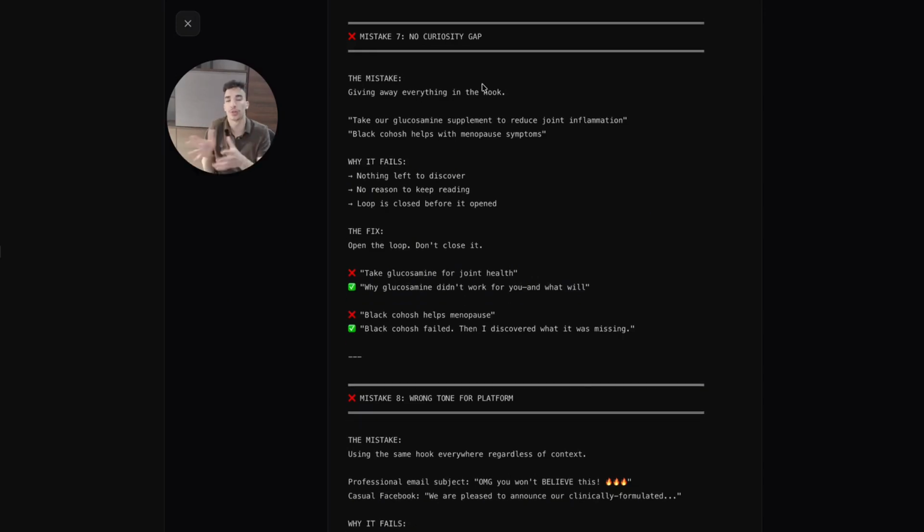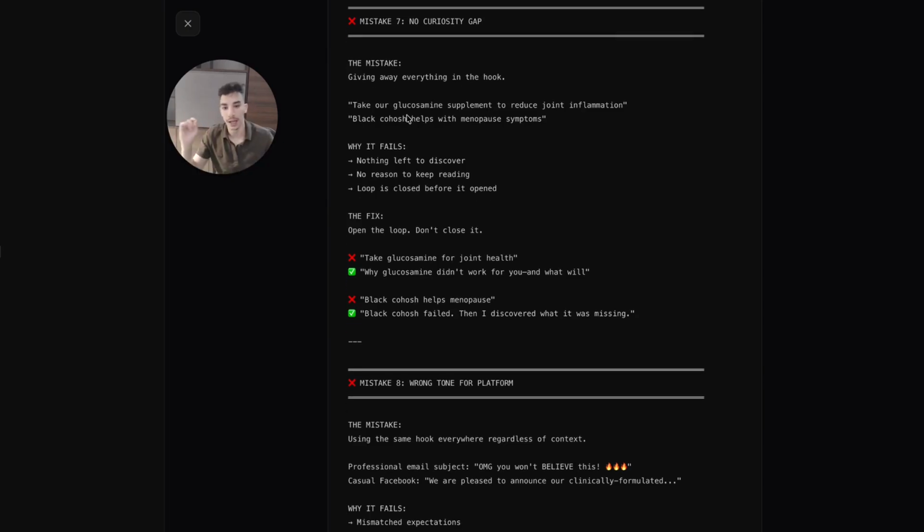You close everything at the beginning, so people don't have any reason to keep going, there is no tension for them to resolve. They say, oh, I get the whole idea, let's go. The mistake is giving away everything in the hook. Take our glucosamine supplement to reduce joint inflammation. Right now, they get everything. Okay, so I'm going to go look for glucosamine somewhere else. Or, oh, I don't even believe this. Let's close. Nothing is left for them to try to decode.